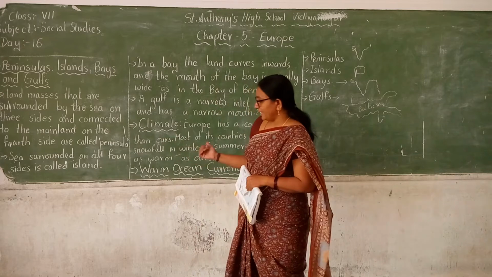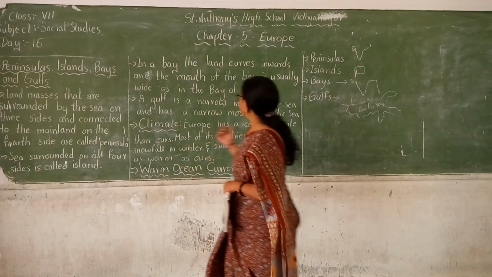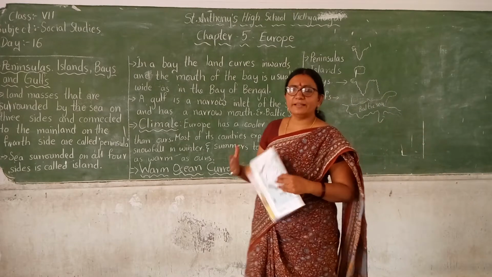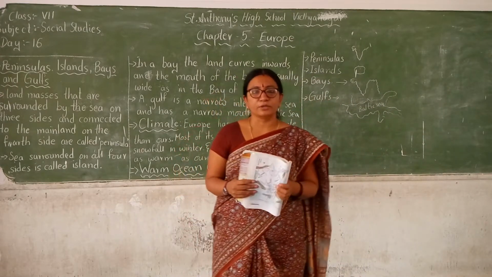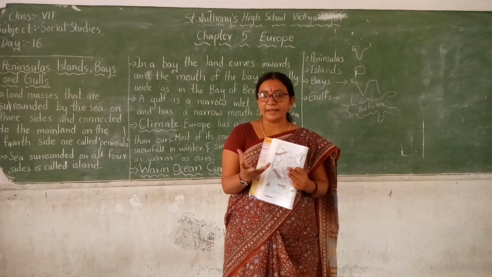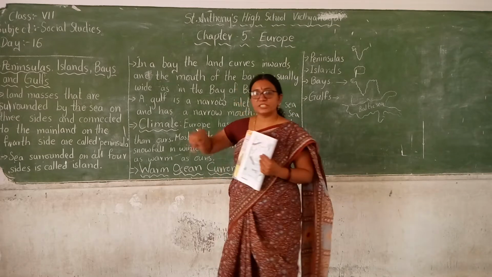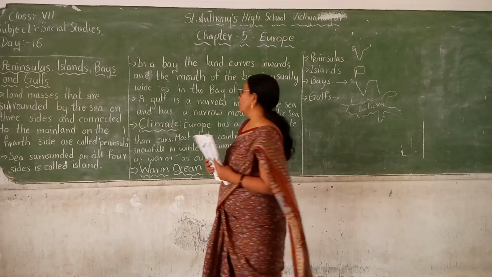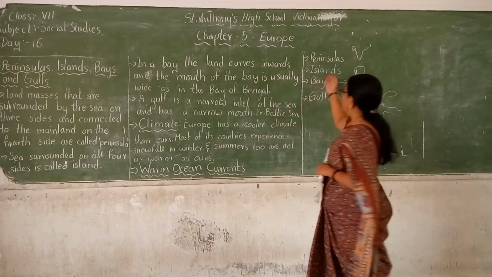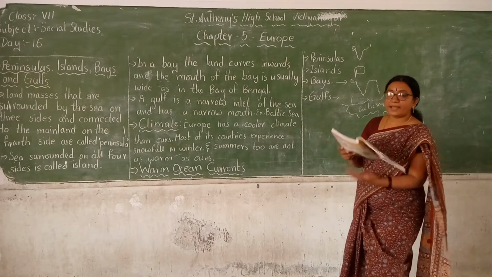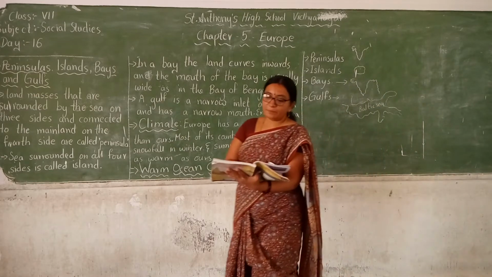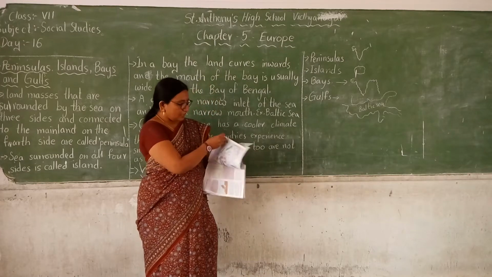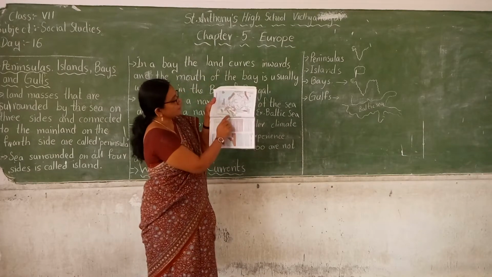Now what is an island? You have been learning about islands since your childhood. An island is a mass of land which is surrounded by water on all four sides. It is known as an island. What is an example of an island? Great Britain is one of the examples of an island in Europe. You can observe the land masses here.